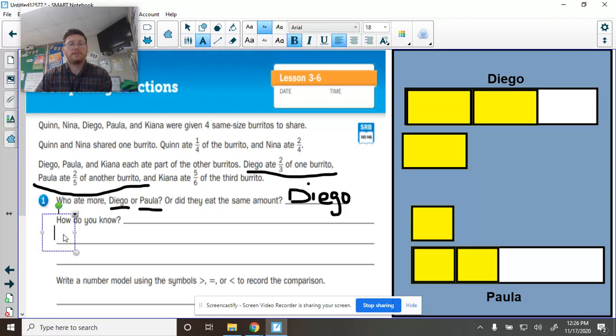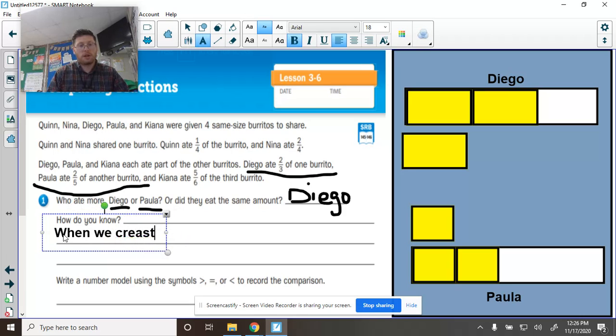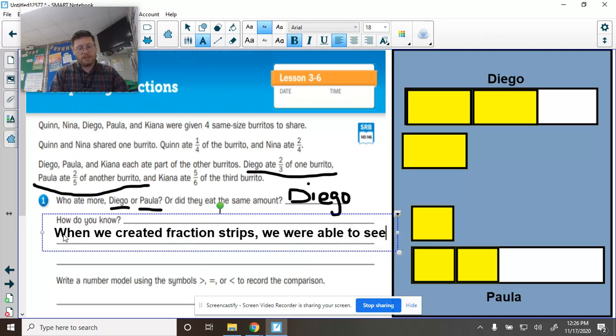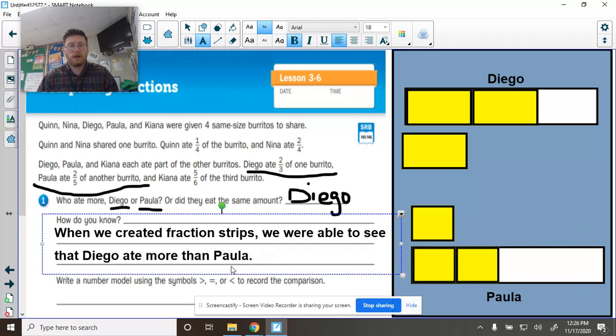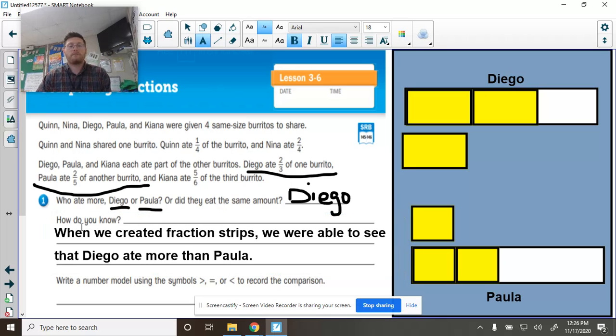So I'm going to type this in. When we created fraction strips, we were able to see that Diego ate more than Paula.